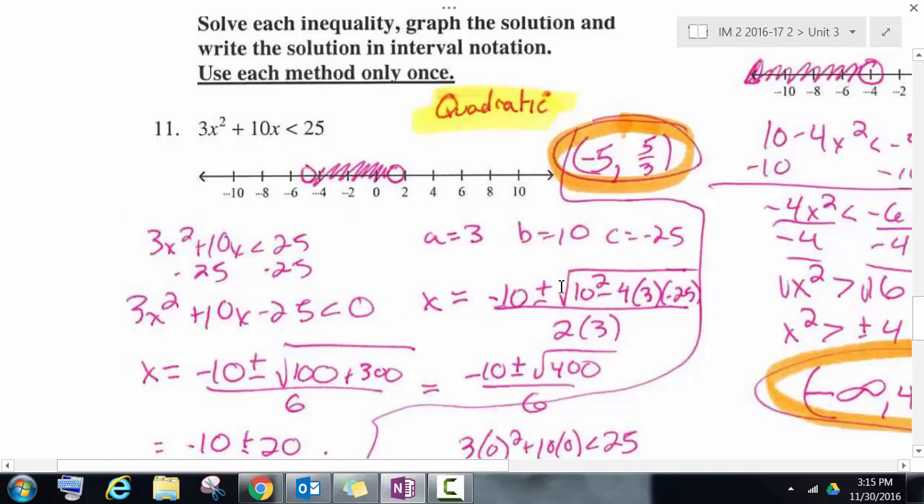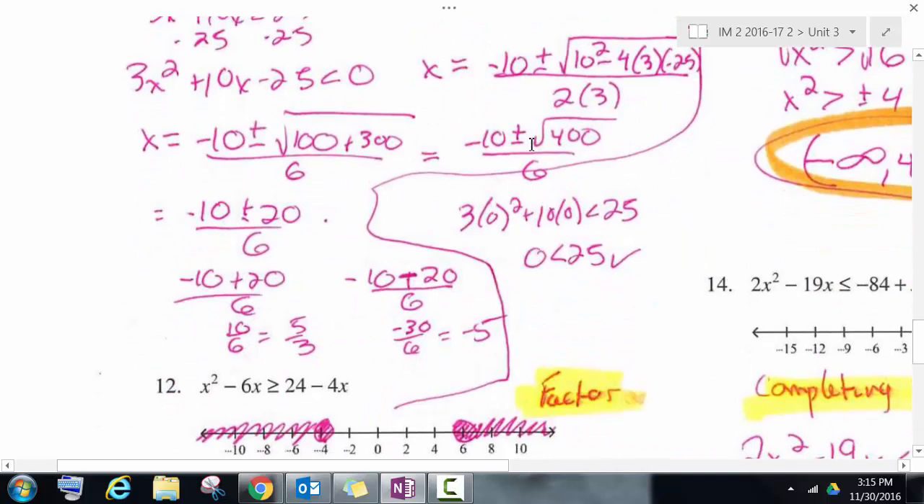Negative b plus or minus the square root of b squared minus 4 times a times c, all over 2 times a. So -10 plus or minus 10 squared is 100. -4 times 3 times -25 is positive 300, over 6. -10 plus or minus square root of 400 is over 6. Square root of 400 is 20, so I can actually do it. So I get -10 plus 20 over 6, or -10 minus 20 over 6.